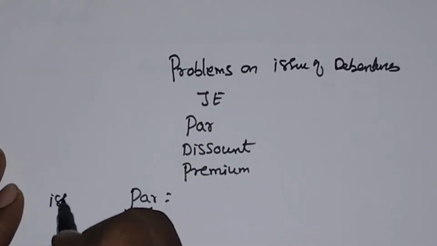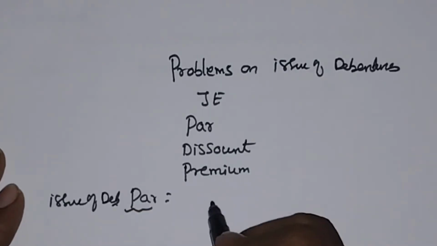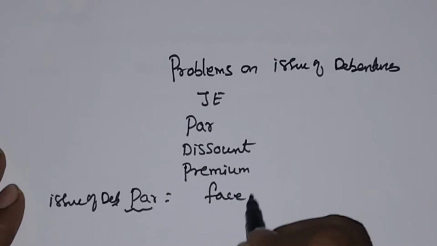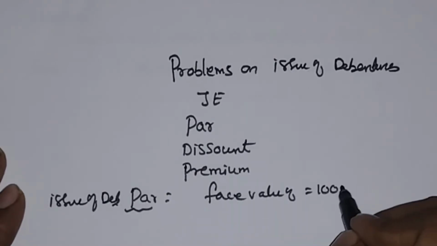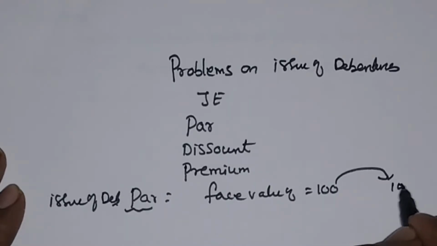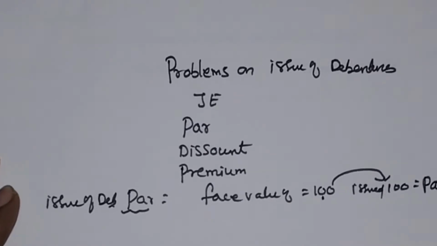What do you mean by par? Issue of debenture at par. Example, the face value of the debenture is 100 rupees, and it is issued to the public for the same 100 rupees. So when a debenture is issued at its face value, it is called issue of debenture at par.